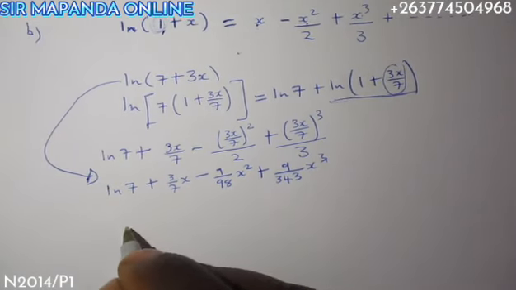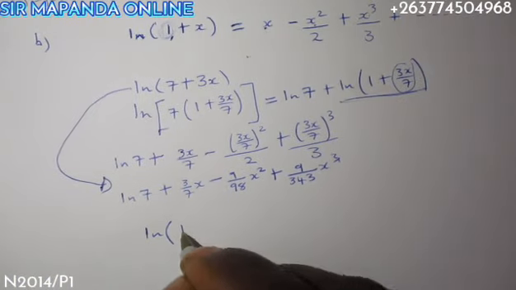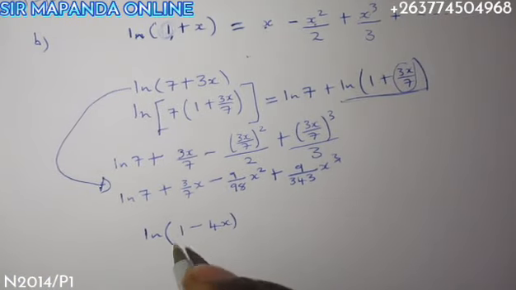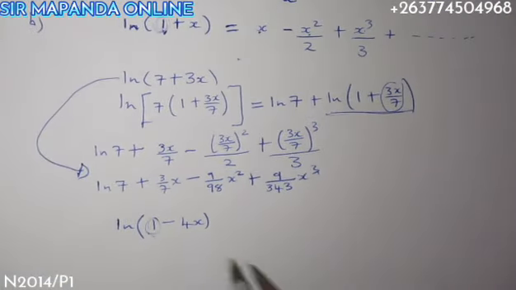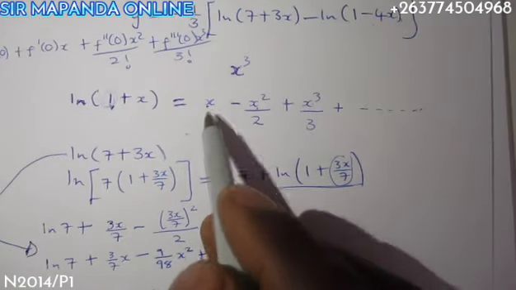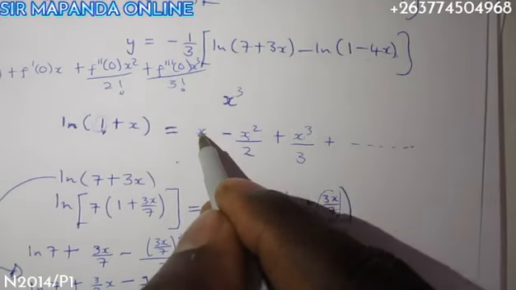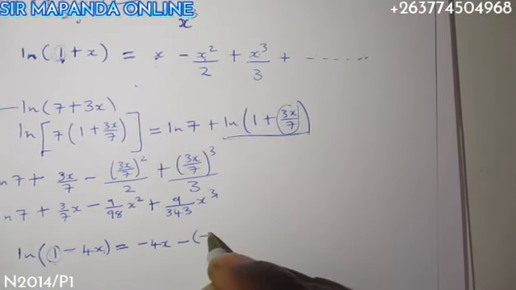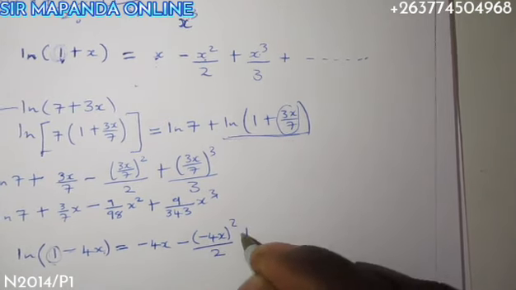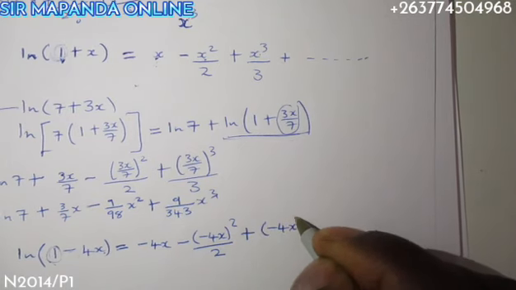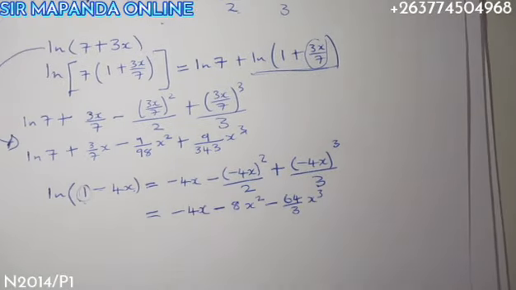Then we also have ln of 1 minus 4x. The good part of this one is it contains the required 1 here, so there's no need for you to factor out anything. You just substitute minus 4x on x. Then write minus open bracket, minus 4x squared divided by 2, plus minus 4x cubed divided by 3.